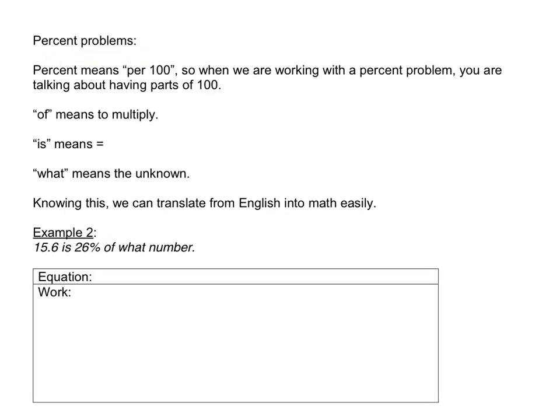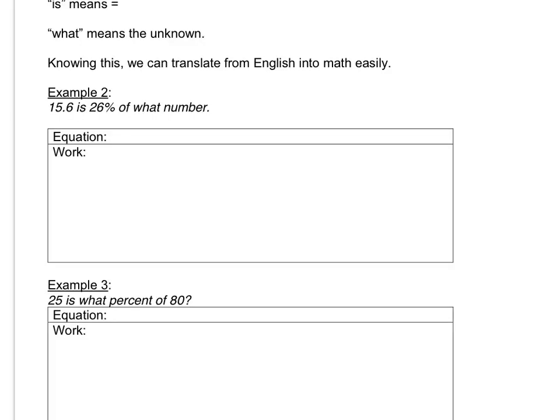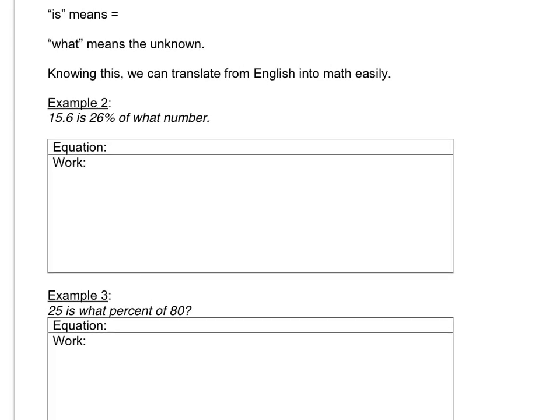All right, percent problem. Percent means per 100. So when you are working with a percent problem, you are talking about having parts of 100. Of means multiply, is means equals, what means the unknown. So another way to think about this that I've talked about in previous classes is is over of equals percent over 100.